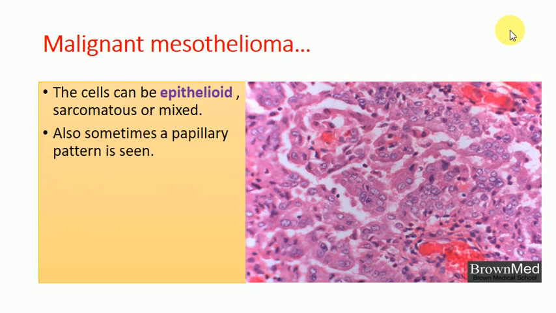This is a histological section showing malignant mesothelioma. As you see, these cells are pleomorphic, of different shapes and sizes. There are epithelioid, sarcomatoid, or mixed types. Some cells are elongated like this one, and these are epithelioid. The pleomorphic pattern is sarcomatous, and sometimes mixed, meaning you see a biphasic pattern. In some cases you can also see papillary patterns in this kind of cancer.